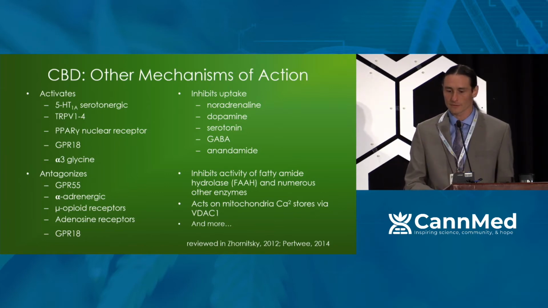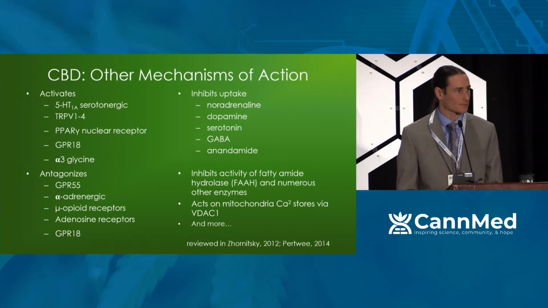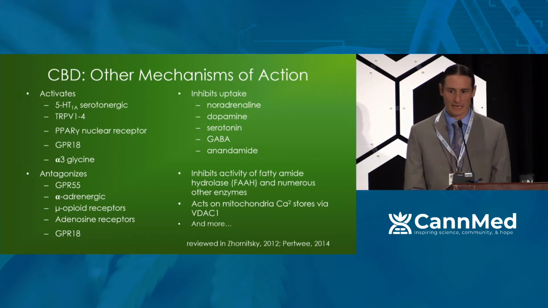The TRPV1 through TRPV4, and that includes the TRPV1 capsaicin receptor, which is a great target for pain, inflammation, and some psychiatric illness. PPAR gamma has been mentioned several times today. Also the glycine receptor, which has implications for pain. And then CBD antagonizes a variety of receptors. We don't have to go through them all. And it inhibits the transport or reuptake of various neurotransmitters.